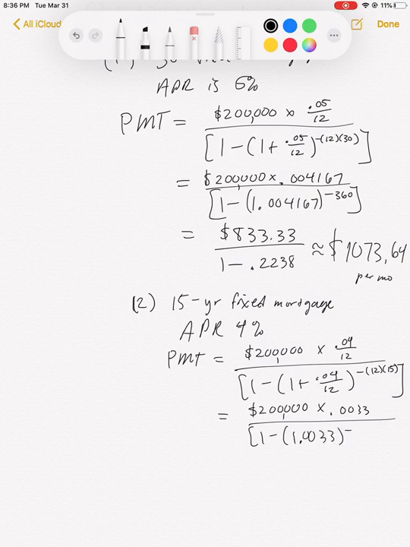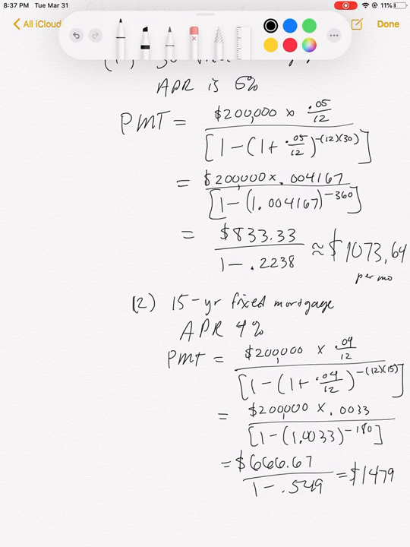Okay, to the minus 12 and 15 times 15 is 180. Okay, so that's the problem there. And when we simplify our numerator, we get 666.67, or not dollars, but like that, 666.67. Goes on forever, of course. And when we simplify our exponent here, we have 1 subtract 0.549. And that's going to equal $1,479.38 when we do that calculation.